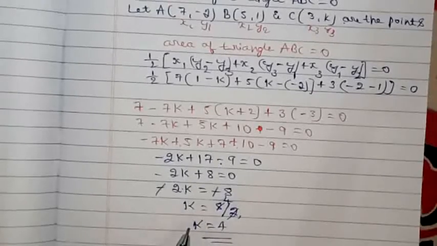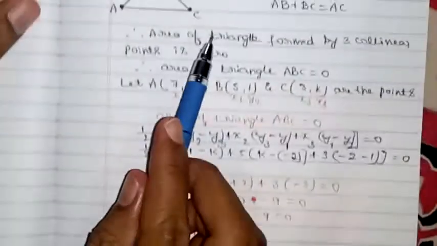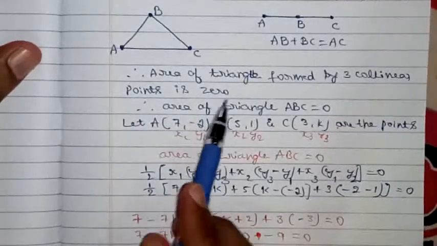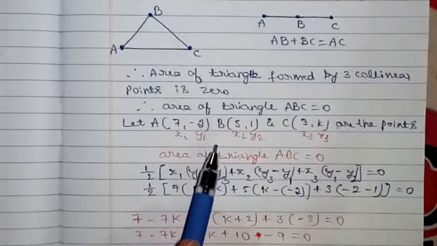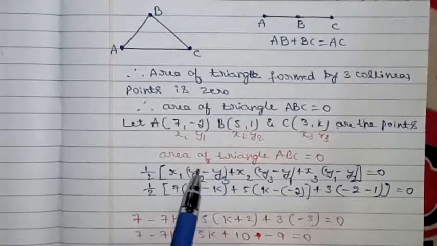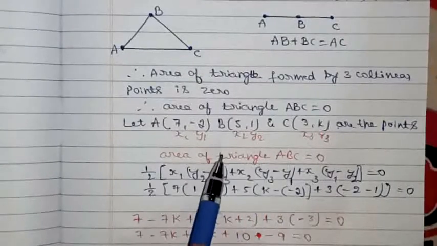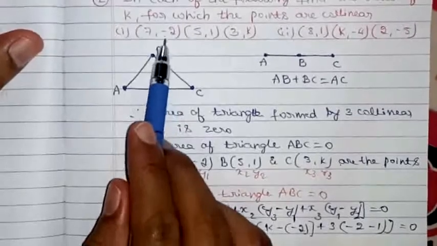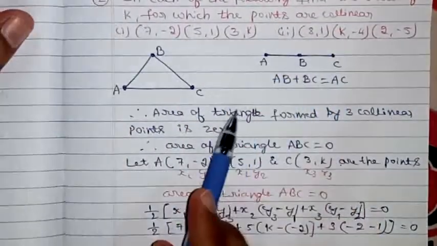Right children? So this is how we solve the problem based on collinearity. One thing you need to remember, children: if they ask a question based on collinear points, you need to write down area of triangle ABC is equal to 0. That is a condition that you need to remember and you need to write. Now we have solved the first one. Now we need to solve the second one. Now we will solve the second one.